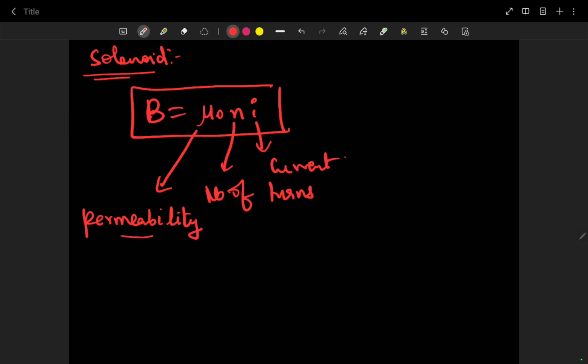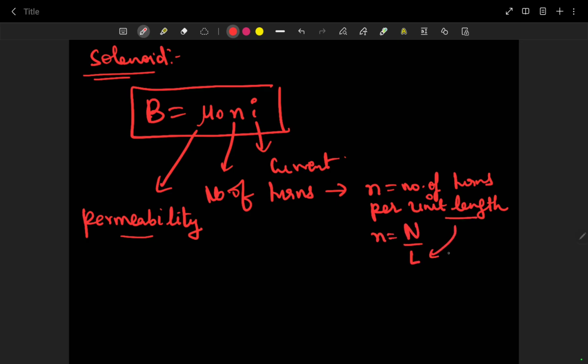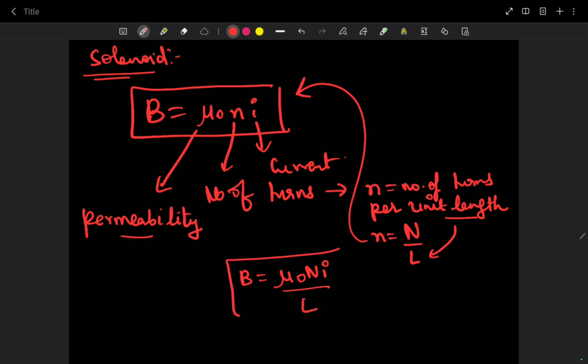This is a constant anyway, and sometimes instead of number of turns they will just give you small n basically. What they mean is that it is the number of turns per unit length. So this n is equal to the number of turns N per unit length, right? You can also substitute this in the formula and rewrite it as B equals mu naught N I by L. That is also fine. You can use this or else this, both are fine.